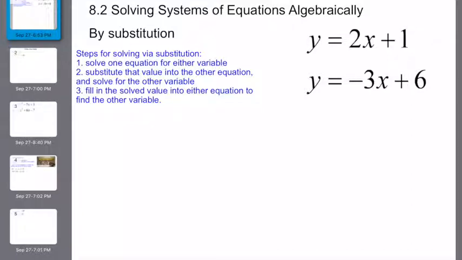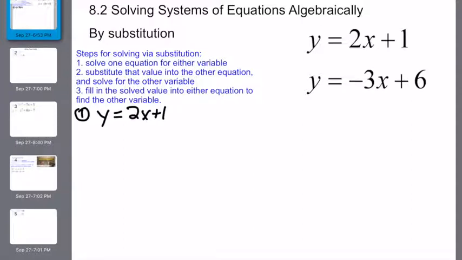So let's start off with step 1. Solve one equation for either variable. Basically, we want to get either y or x by itself. So let's go ahead and use this first one then. Let's say y equals 2x plus 1. Okay, so we have y by itself.